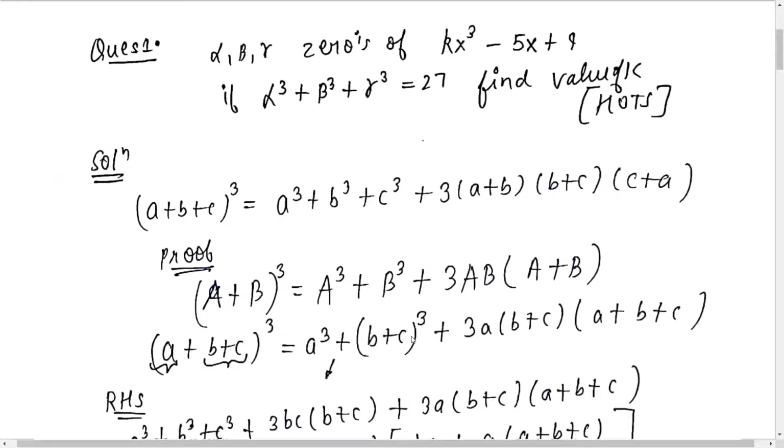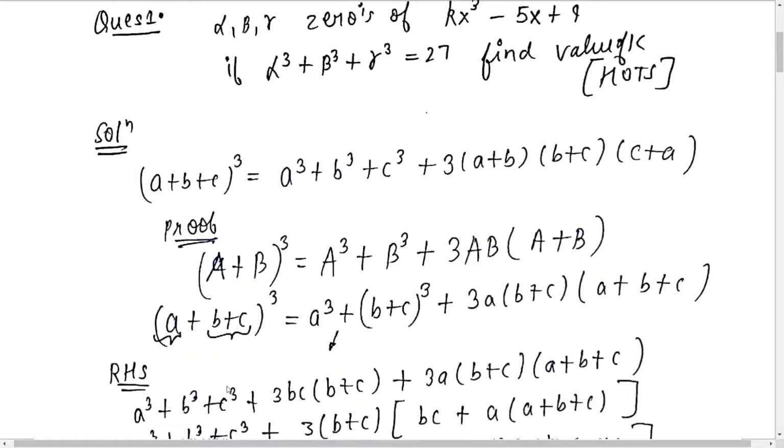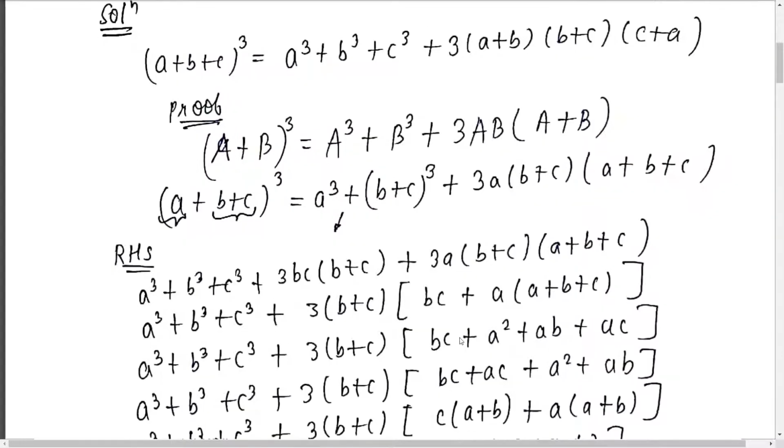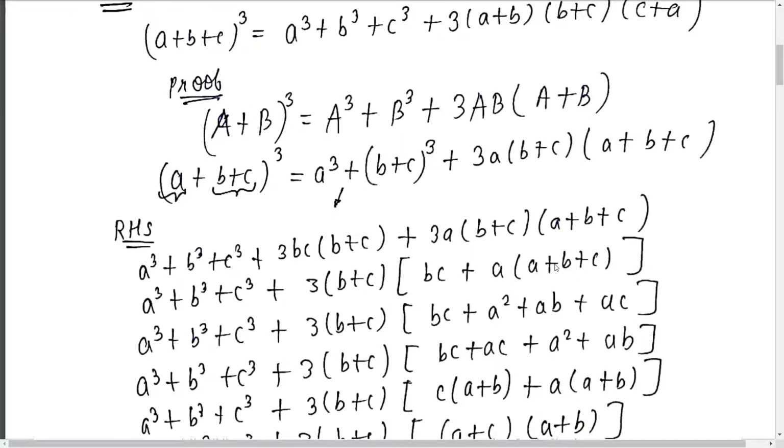You get this. Now this is again (b plus c) whole cube. So I've expanded it as b cube plus c cube plus 3bc into (b plus c). This is the expansion of this part, and here I have written as it is. After this, I have taken 3 times (b plus c) common in these two terms. So I'm left with bc here and a into (a plus b plus c) here. So I have now multiplied these two terms and got this. Rest part is the same.